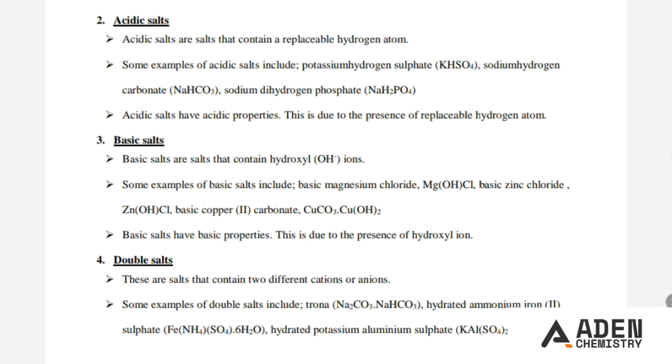What does basic properties mean? It is going to have a pH more than 7. It will be turning red litmus paper blue. That's what we're talking about.